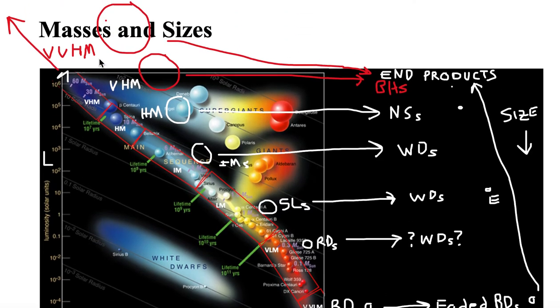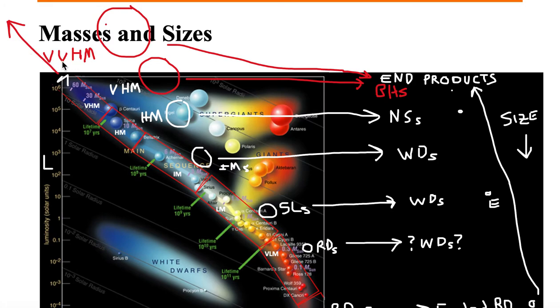The very most upper left category, which is off our diagram, is your very, very high mass stars. These very, very high mass stars evolve into hypergiants, but they also die into black holes. Your very high mass stars die into supergiants and die into black holes. So that's a little bit of difference.